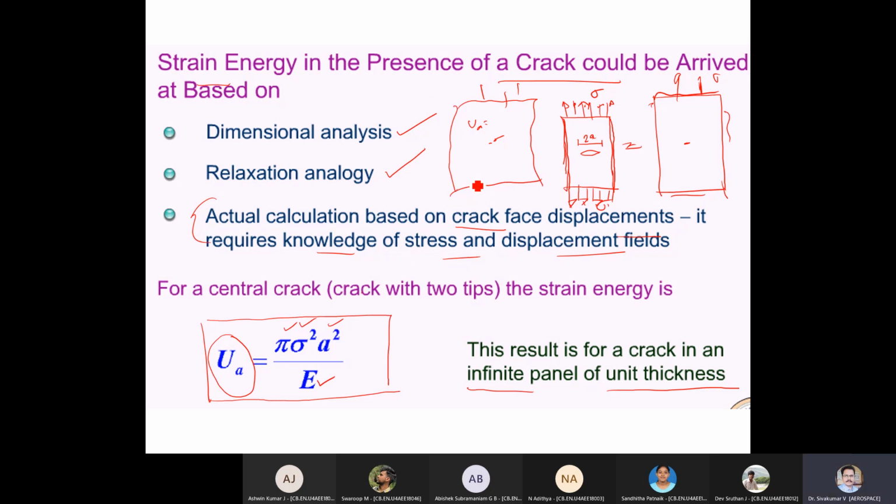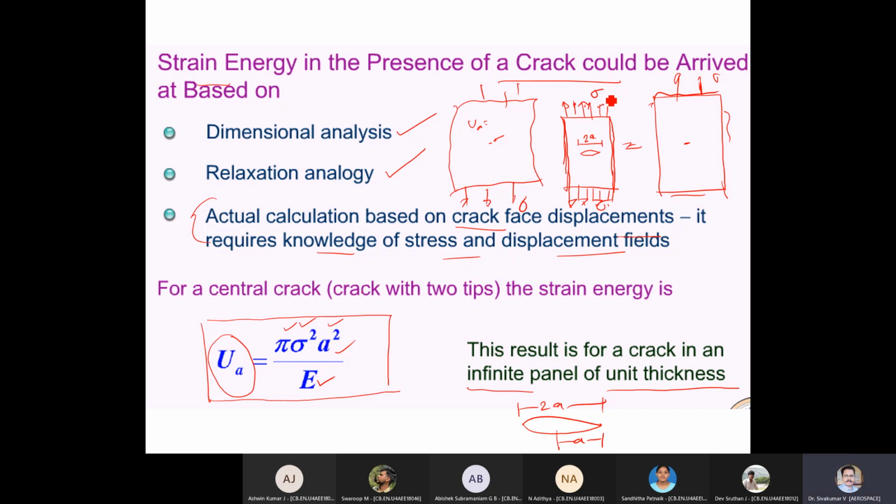What is sigma? The one which you are applying. What is a? Half crack length. Full crack, this is the crack. Full length is 2a, so half length is a. E is Young's modulus of the material. So this is the energy, the strain energy.